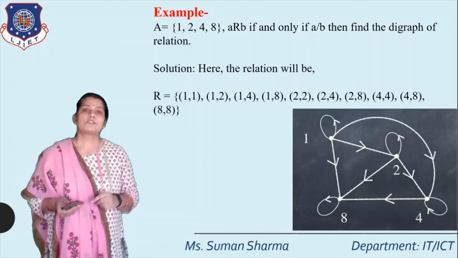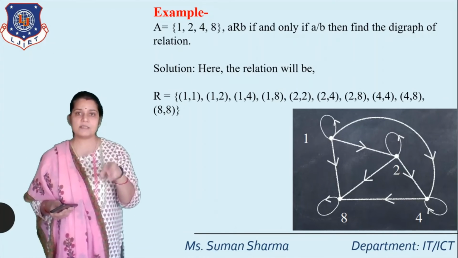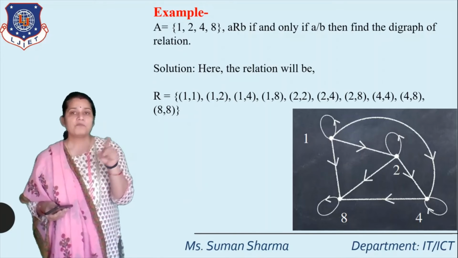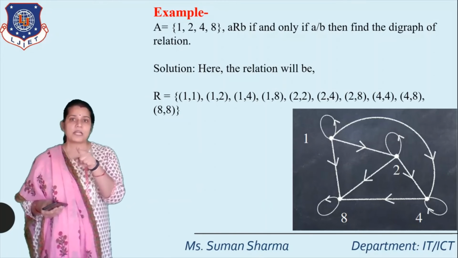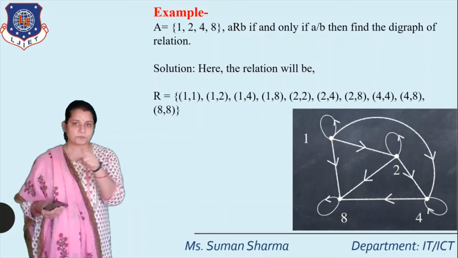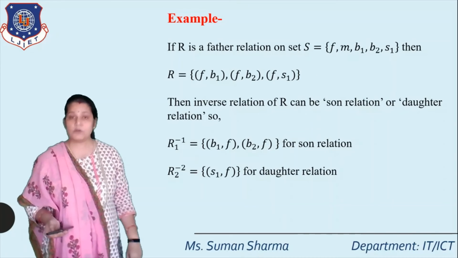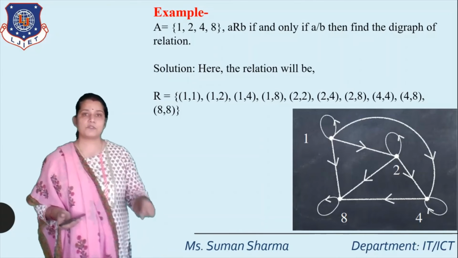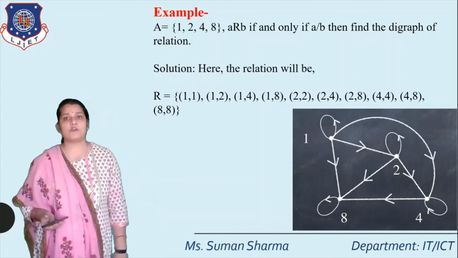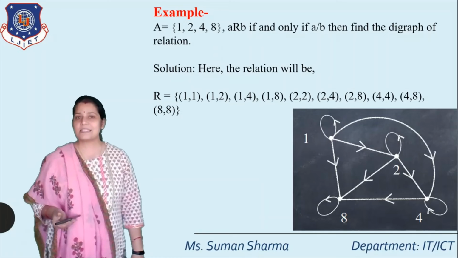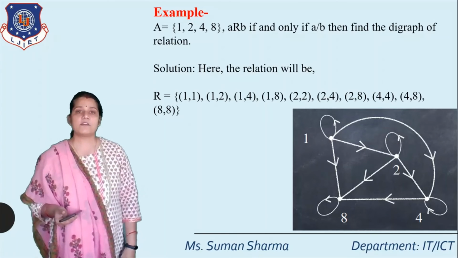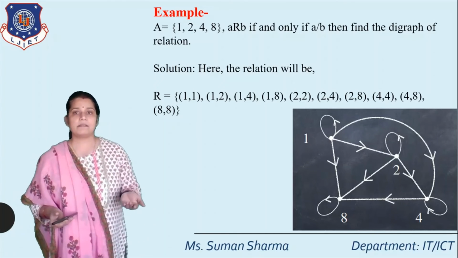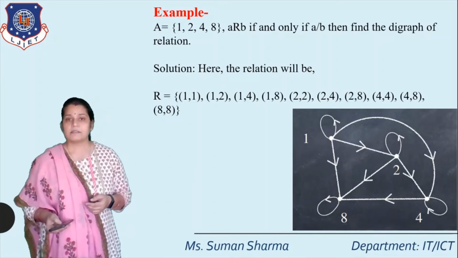4 comma 4. So 4 is related to itself, so we draw the loop. 4 comma 8. So you draw 4 comma 8, and the direction is 4 to 8. Okay, next one is 8 comma 8. So you draw the loop for 8, 8. Okay, so this is a very easy example. We can draw it very easily in the directed graph, or you can say the diagram.